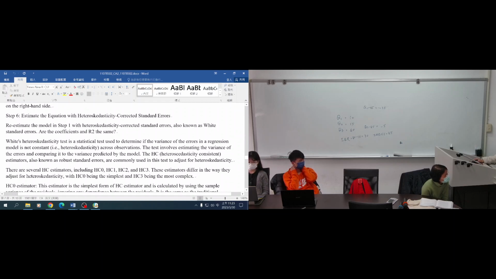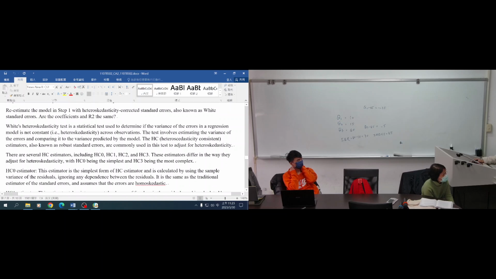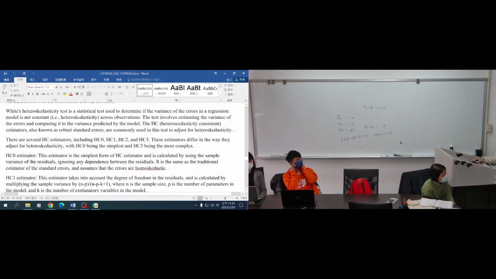And then step 6, estimate the equation with the corrected standard errors. I use the HC estimators, also known as robust standard errors. And this estimator has HC0, HC1, HC2, HC3. It has 4 variants. HC0 is the simplest because it is calculated by using the sample variance.